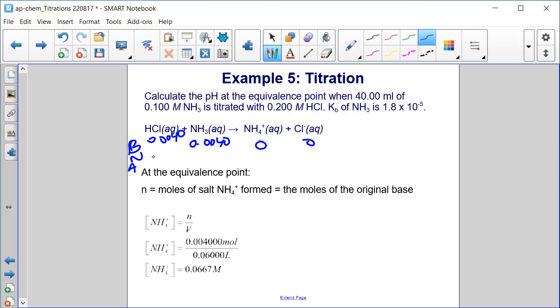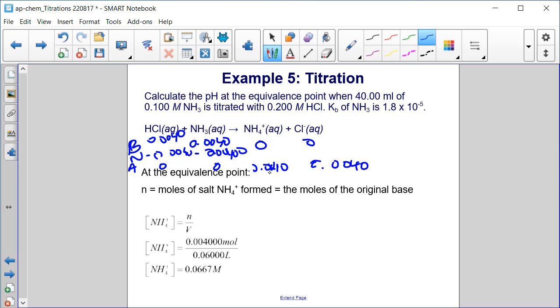Now, all of this is going to react, so that we're left with none. But what does it do? It's used to produce our product. And in this case, we're just concerned with the conjugate acid here, right? Obviously, we also will have some spectator chloride ion in the solution, but that doesn't factor into our calculation. So at the equivalence point, we're left only with ammonium and chloride in the solution.